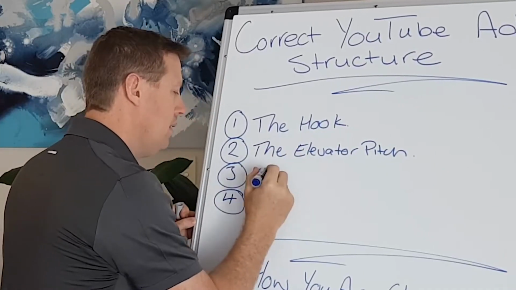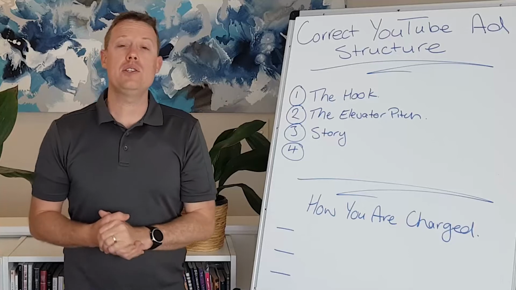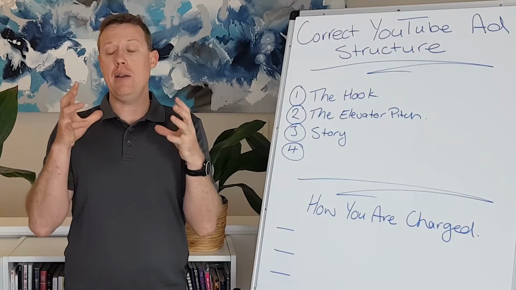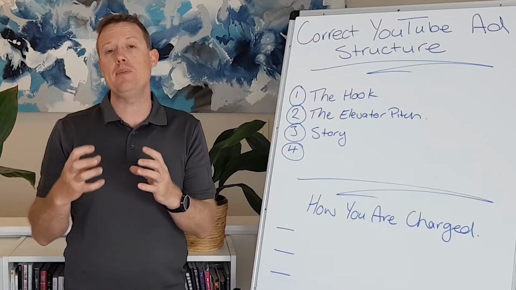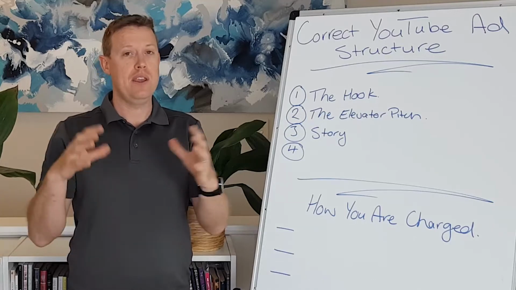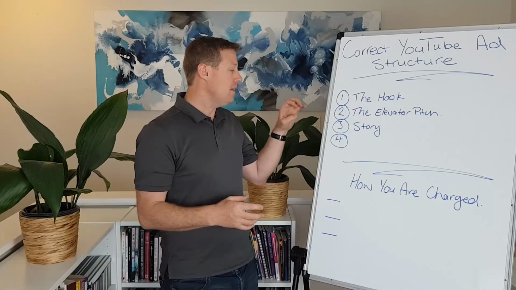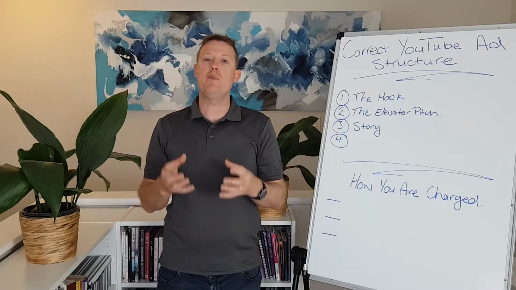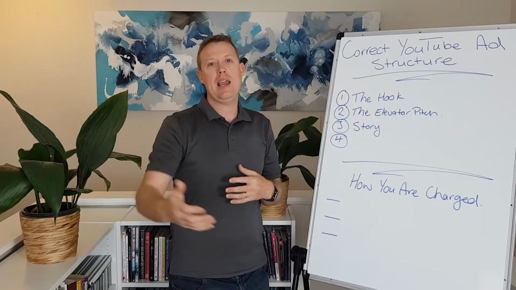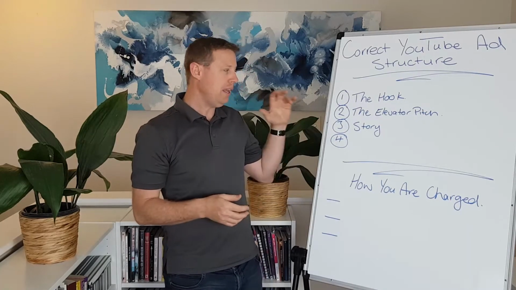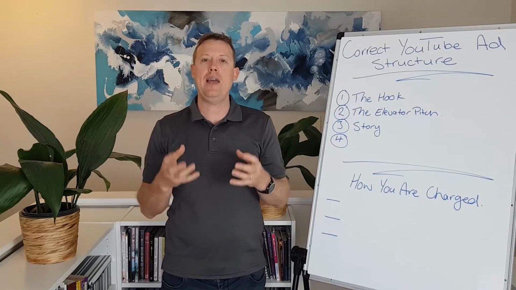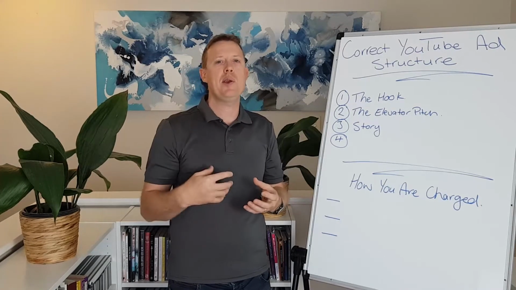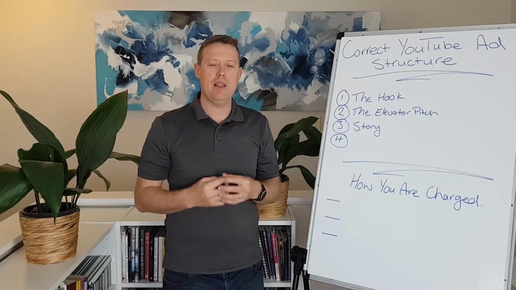So number 3 is the story. Now the story is super key because this is where we want to give people value. And this is where YouTube ads is different to most other ads that you'll see out there on the market. Inside the story section, we want to give people value. So teach them something, educate them, entertain them in some way. If you can be funny, but make sure that they've left that ad with something like, wow, that really helped me, or that added value to my life in some way.